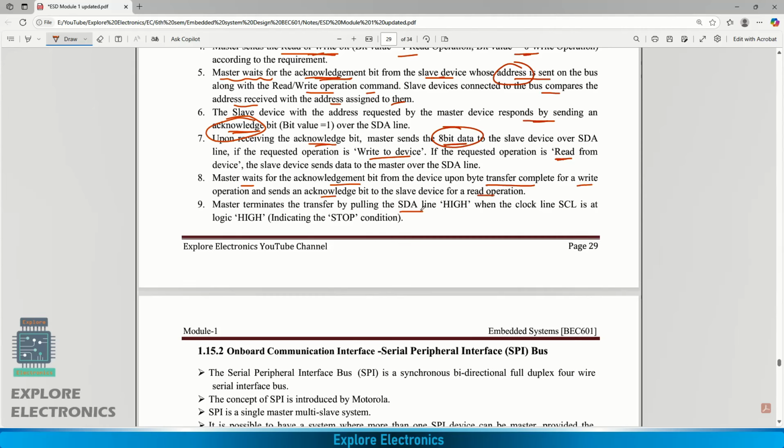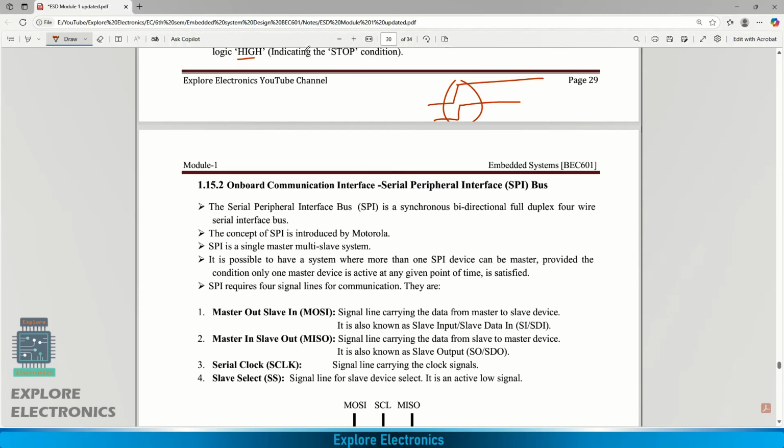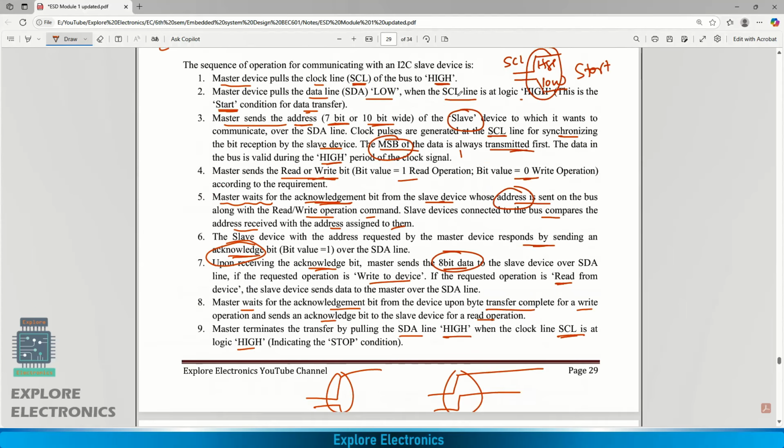Then the master terminates the transfer by pulling the SDA line high. SDA will go high while the clock line SCL is logic high. This is the stop operation. The start operation is when SCL is high and SDA goes low. When SCL is high, SDA goes low. This is the start operation and this is the stop operation. So this process you need to explain if they ask about I2C.